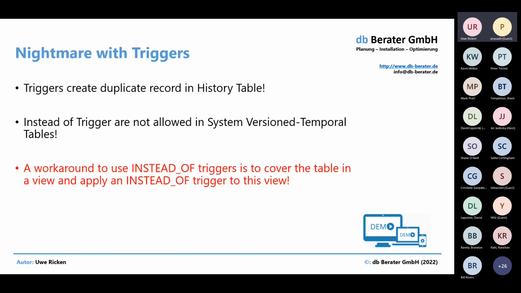Nightmare with triggers. And this is just the sum up here. The problem with triggers is triggers create duplicate records in the history table. You would say, what? What's going on here? The key point is that when you have an update trigger implemented, it means that when a record comes in from a regular update statement, it runs through the trigger, which fires another update. So that is the reason why we do have two entries there. And the only way you can prevent this is using instead of triggers. But here comes the point, they're not allowed in System Versioned Temporal Tables.